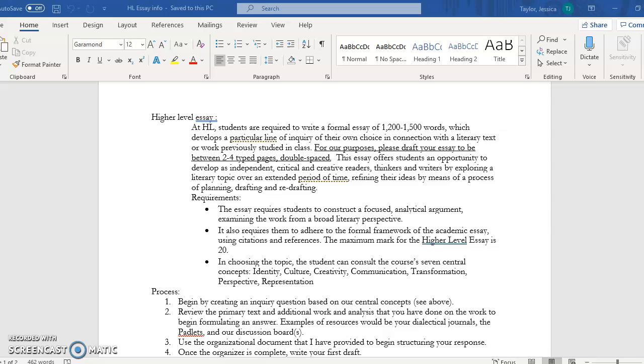So you need citations and references. Your core text is going to be, of course, The Color Purple, so you need to make sure you have citations for that. But then any other research you do, whether that's critical lenses or that cultural and contextual research, you need to include the citations for that as well.